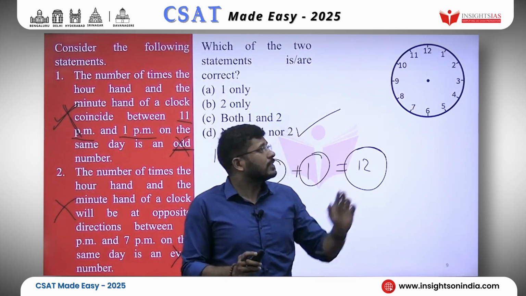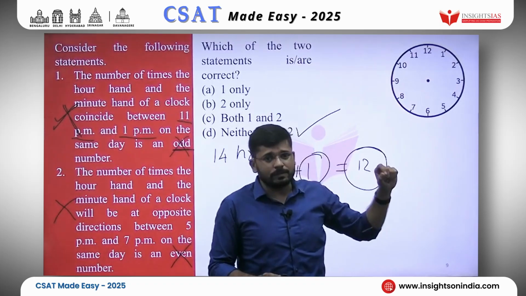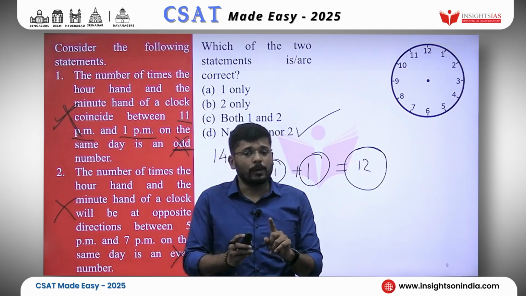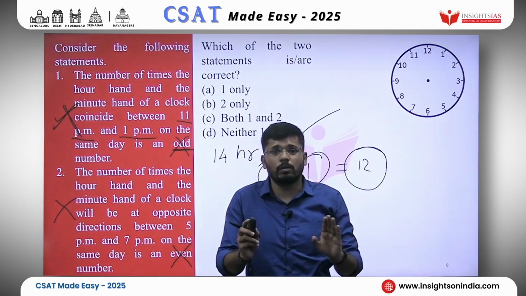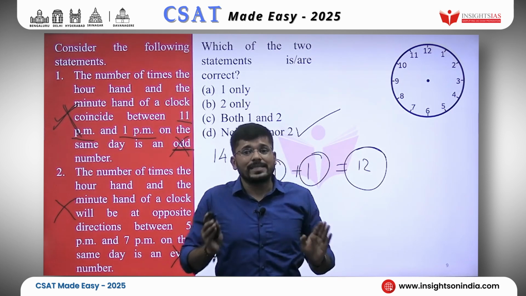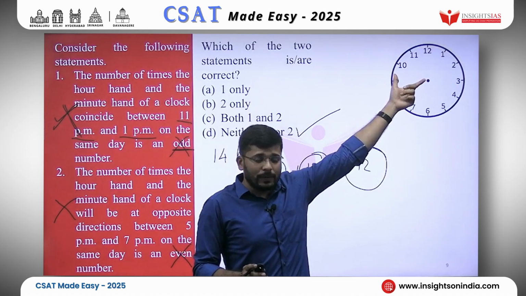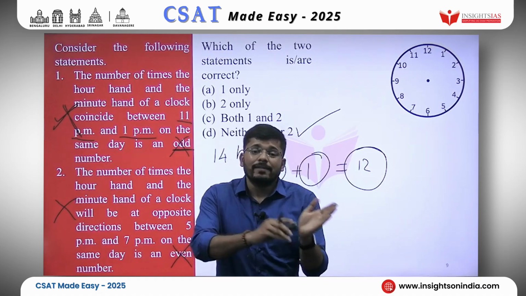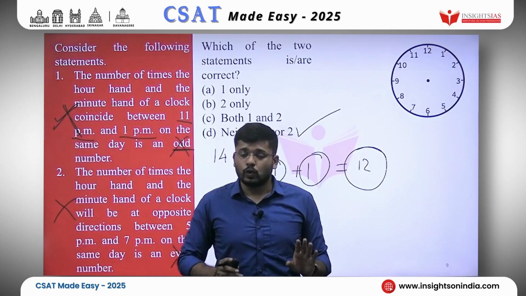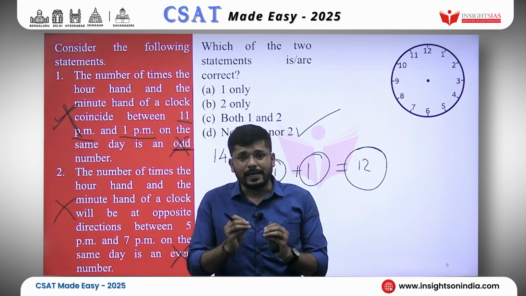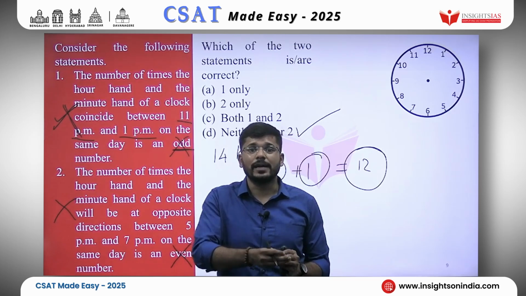However, the exception occurs between 11 and 1 and between 5 and 7. Between 11 o'clock and 1 o'clock, they coincide only once. They will be in opposite direction 2 times. Between 11 and 1, there is no problem of them being in opposite directions. However, there is a problem with coinciding. Between 11 o'clock and 1 o'clock, they coincide only once. And between 5 o'clock and 7 o'clock, they will be in opposite direction only once. These are the two exceptions. So, in any given 12 hours, how many times will the hour hand and the minute hand coincide? 11 times. And in any given 12 hours, how many times will the hour hand and the minute hand be in opposite direction?